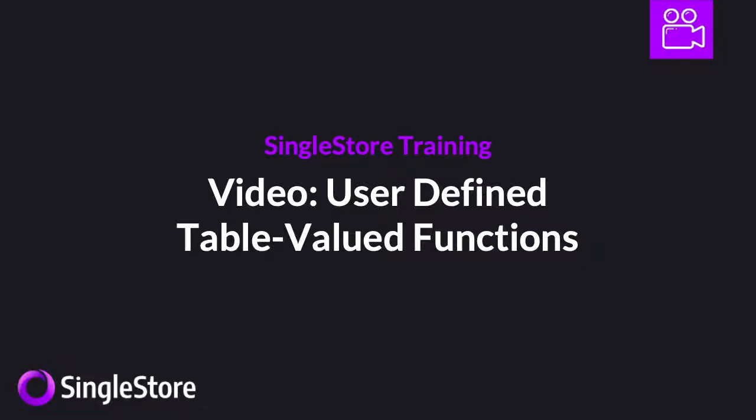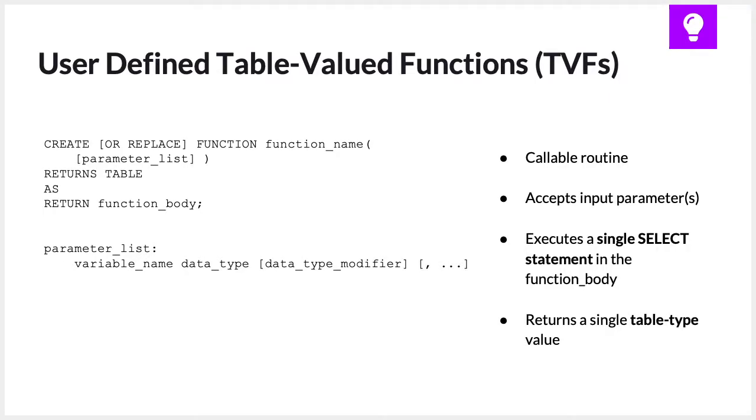The next extension we'll discuss is user-defined table value functions. And as its name would suggest, TVFs return a single table type value. You can see in the example on the left that the syntax for TVFs is very similar to UDFs, but even more simplified. So we have the create header section first, where we define our function's name and receive parameters.